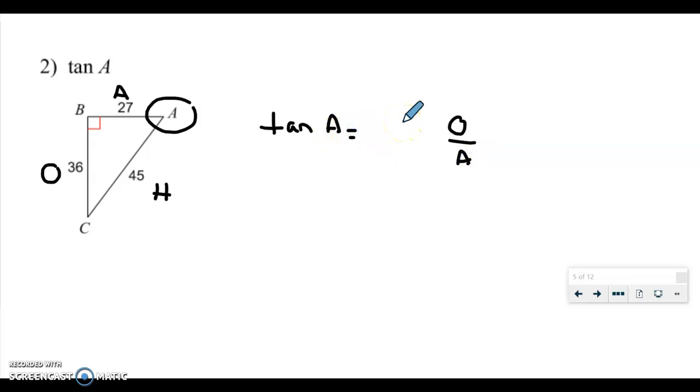In a couple seconds, you guys will be asked to answer a couple questions. All I'm looking for is you guys to tell me what the fraction is. So the opposite is 36 over 27. And that is your ratio. That is the ratio I'm looking for. So in a second, you guys would put that as your answer.